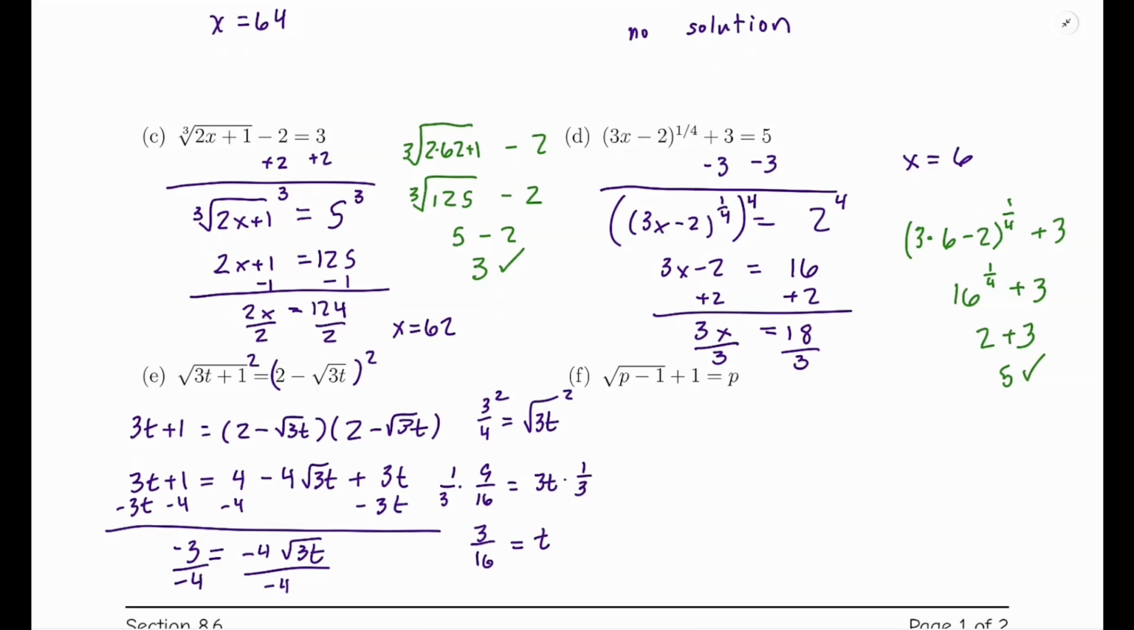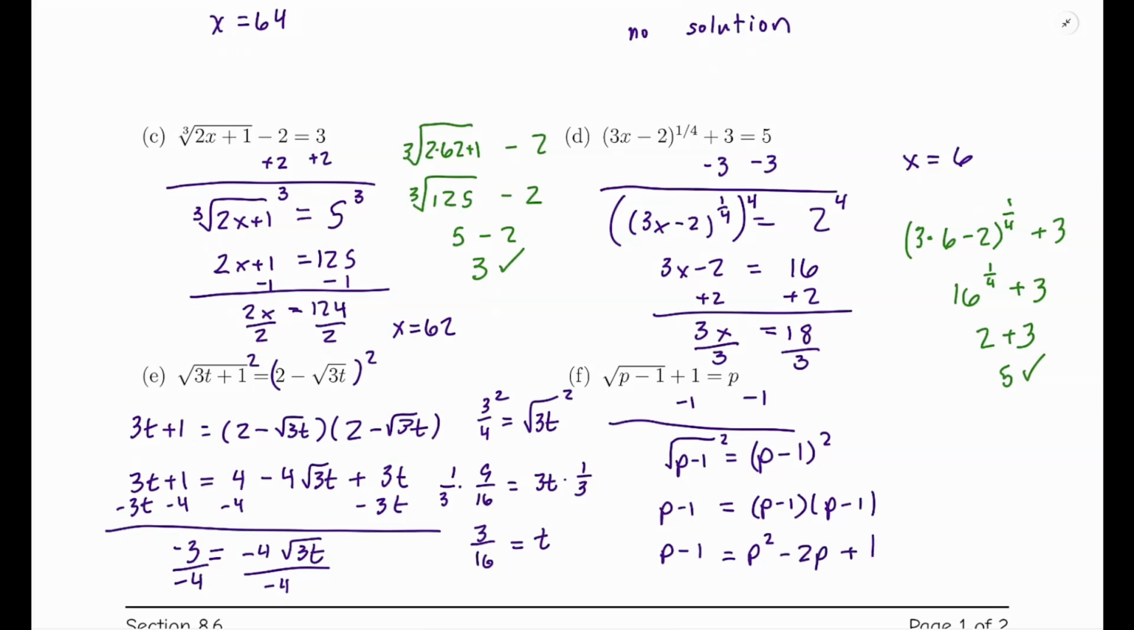Okay. Part F, square root of p minus 1 plus 1 equals p. So you still want to get the radical by itself, so I'm going to subtract 1 from both sides. Then we get the square root of p minus 1 equals p minus 1. Square both sides, we get p minus 1 equals p minus 1 times p minus 1. That then becomes p minus 1 equals p squared minus 2p plus 1. And now we have a quadratic equation. So remember, we want to get 0 on one side when we have a quadratic equation.